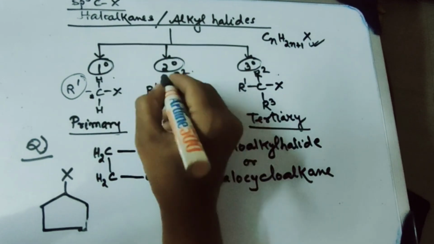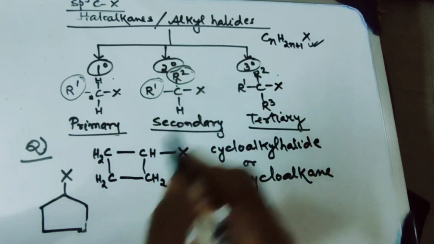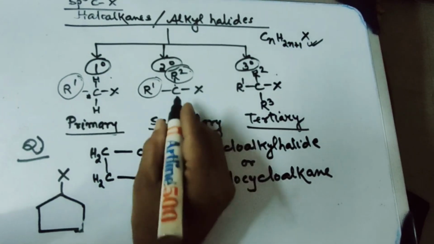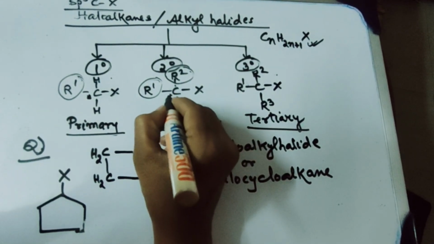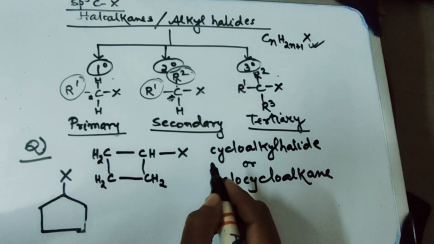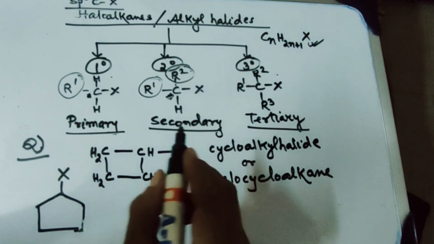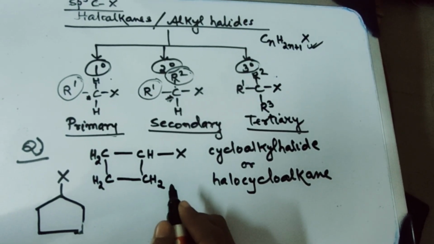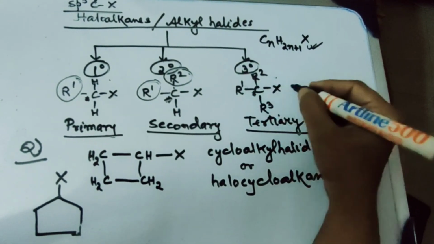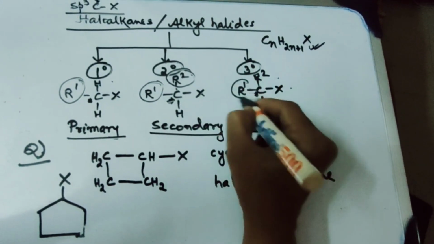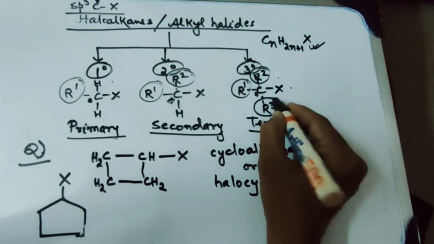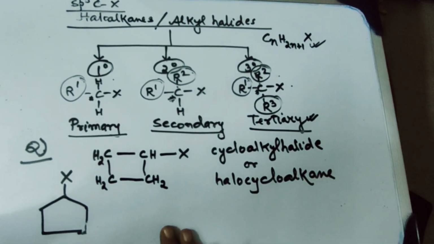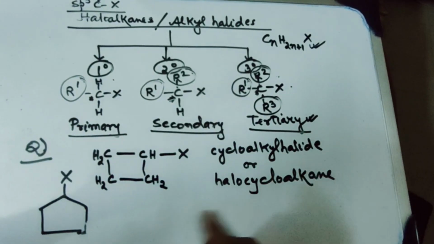Secondary means it is directly attached to 2 carbon atoms belonging to the same or different alkyl groups. That is, this carbon atom is a second degree, 2 degree or secondary carbon atom. That makes the alkyl halide a secondary alkyl halide. Now the carbon atom to which the halogen is attached has 3 alkyl groups. So I can say it is bonded to 3 carbon atoms, and so it is a tertiary alkyl halide. So this is how we are going to see.